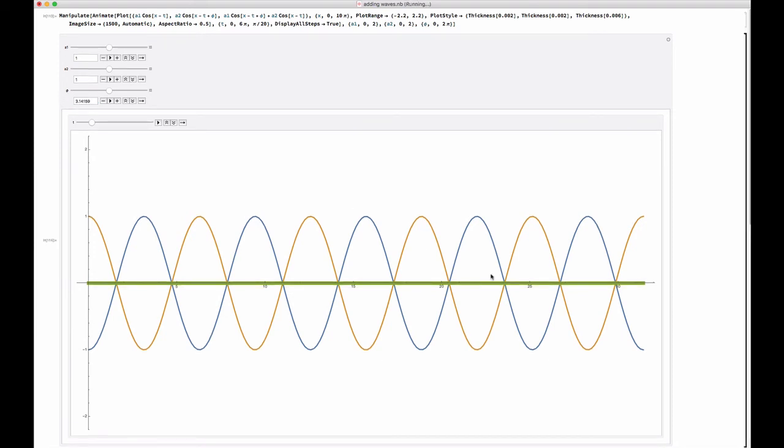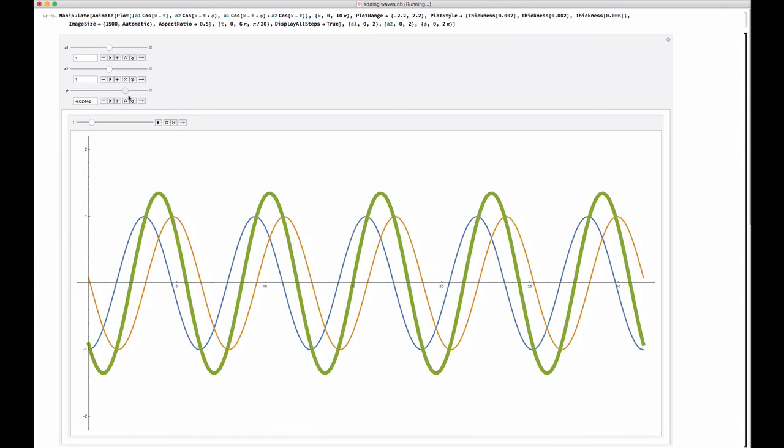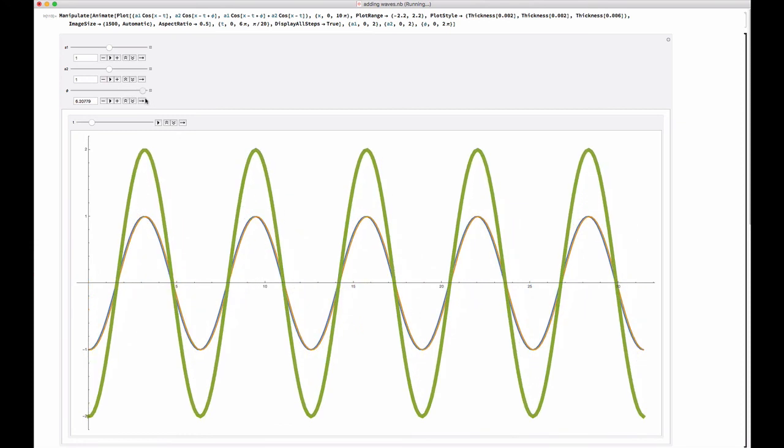like so, then we have a wave which is cancelled out. So the blue wave cancels out the yellow wave, and the result is 0 everywhere. And as this phase slides through, then we go back to a case of ideal constructive interference.